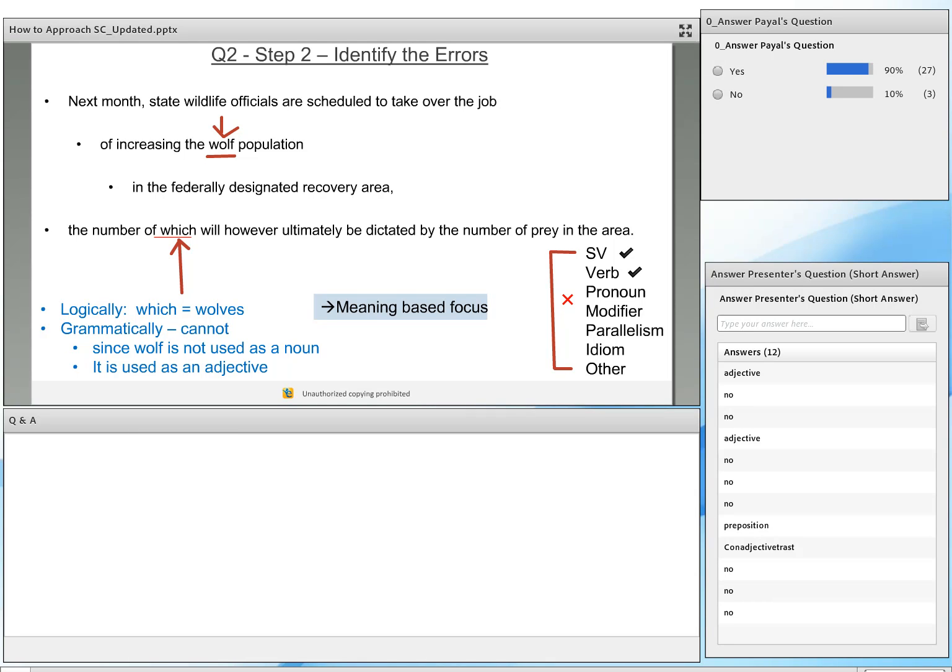And this is the exact thing that I was talking about. When you are reading the sentence, you have to read the sentence to understand the meaning of the sentence. Even if the sentence is written in an incorrect manner, you need to extract all the meaning from it, all the juice from it. Okay, which is why when you are reading the sentence, you are not thinking about that which can refer to recovery area. Again, how does that even make sense? How does it make sense to say that the number of recovery area will, however, ultimately be dictated? That doesn't make sense, right? So again, when you are doing step one, which is understanding the meaning, you have to go by what makes sense logically.